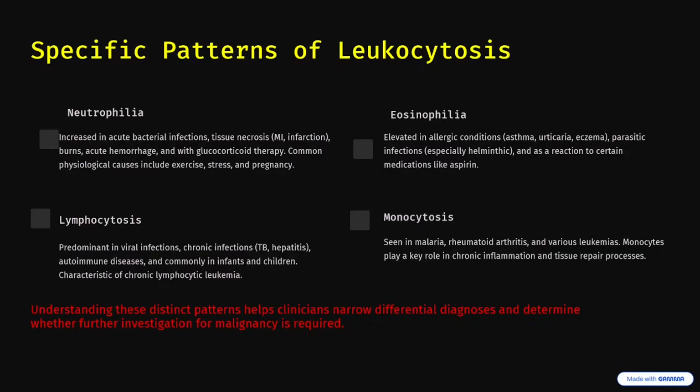Monocytosis is seen in malaria, rheumatoid arthritis, and various leukemias. Monocytes play a key role in chronic inflammation and tissue repair processes. In most viral infections, we can see increased monocytes. Similarly, after chemotherapy, we can see monocytosis. Understanding these patterns, clinicians can narrow the differential diagnosis and determine whether further investigation is required for malignancy confirmation. As a clinical scientist, we also have to confirm the clinical diagnosis of the patient before releasing the reports.